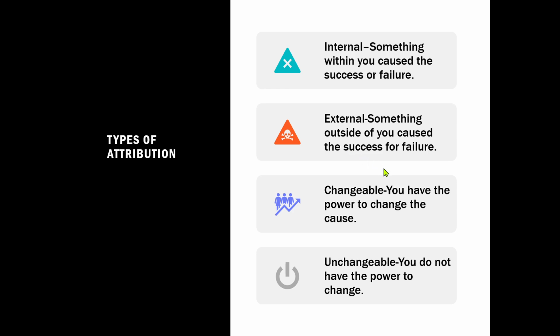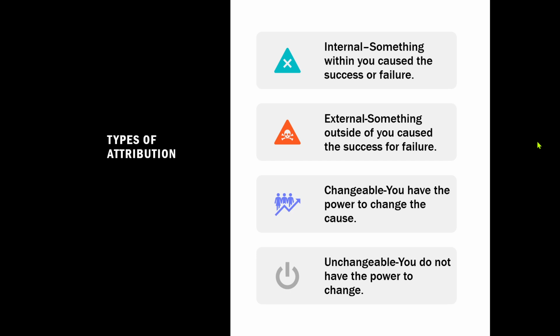So internally, we're looking at within you caused the success or failure. This could be a lack of knowledge, lack of effort, personality. It's something that you caused to get in your own way. External, something outside of you caused the success or the failure. This could be based on the situation or things that are just totally out of your control. You were depending on someone else. So we have to analyze, internally, how could I have gotten out of my own way? Externally, who do I need to get out of my way?